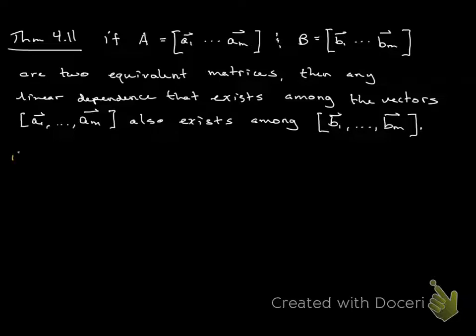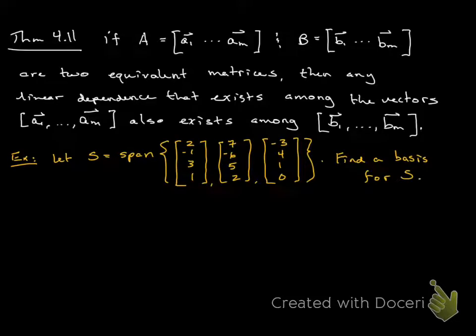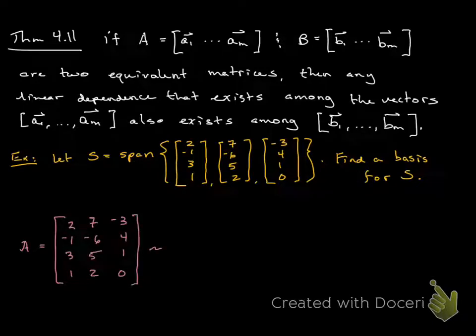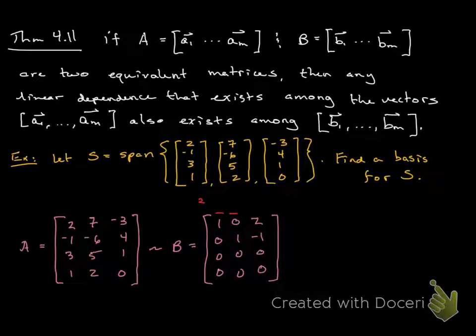For example, let S be the span of these three vectors. In fact, those are the same three vectors as before. I'm not going to treat them as rows this time. Basically, I just want to put them in a matrix. Let's write A as the matrix where those vectors are the columns, and then reduce it to an equivalent matrix B.